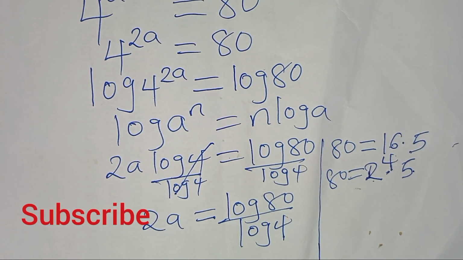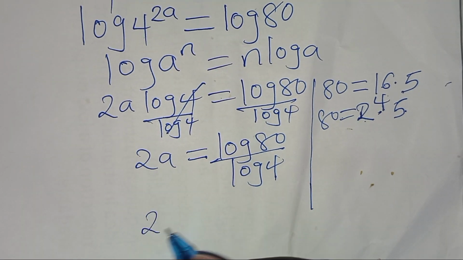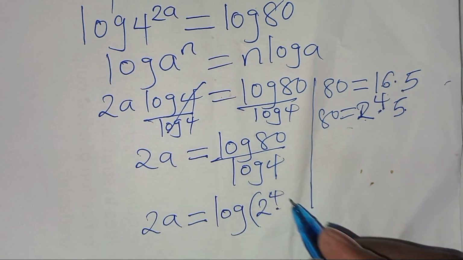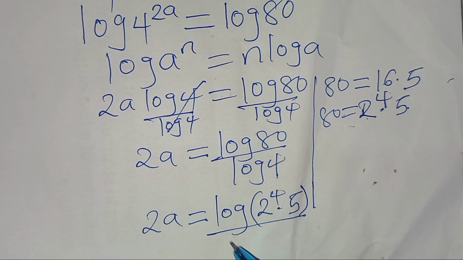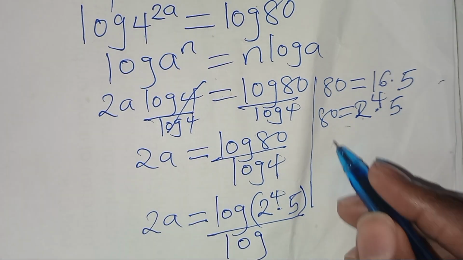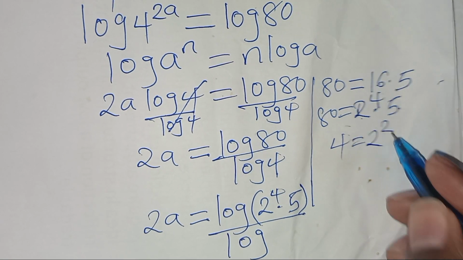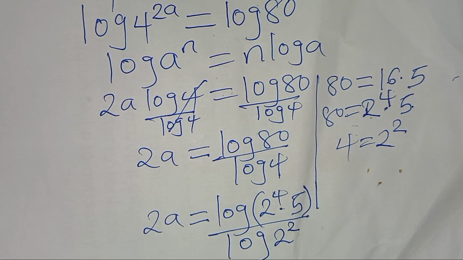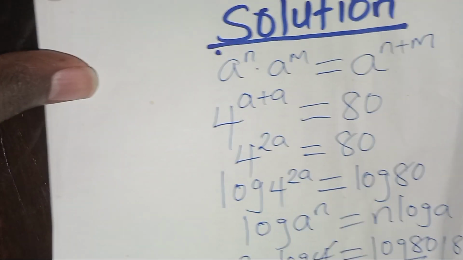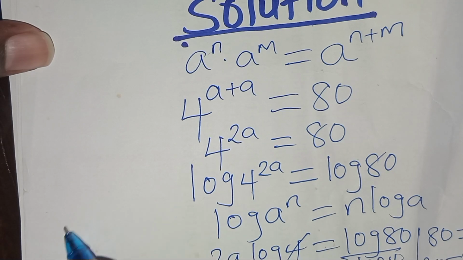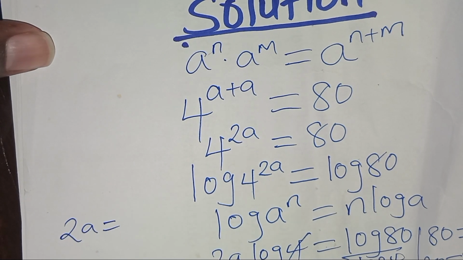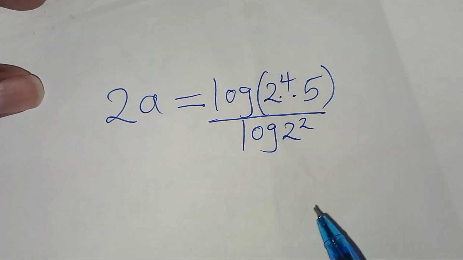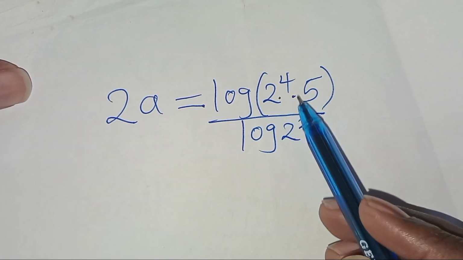So let's substitute this. Here we'll have 2a equal to log of 2 to power 4 times 5, divided by log 4. So 4 can be expressed as 2 to power 2, so this is log 2 to power 2. So let's proceed to solve this. Now here we have 2a is equal to log 2 to power 4 times 5.